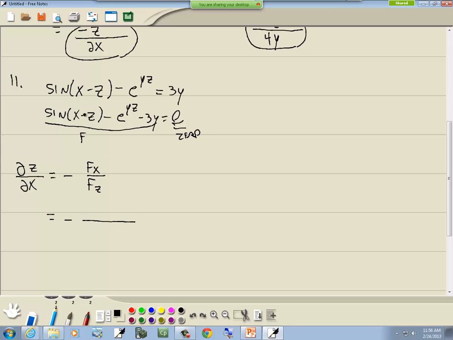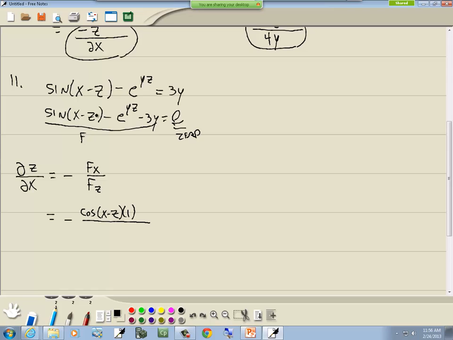Okay, partial of this with respect to x. Here, there's an x inside the sine, so the derivative of sine is cosine of whatever's inside, times the derivative of what's inside the parentheses with respect to x. The negative z is a constant, so it drops away, and the derivative of x is 1. Now, we're taking the partial with respect to x, and in e to the yz there is no x here, so that drops away, and the negative 3y drops away.